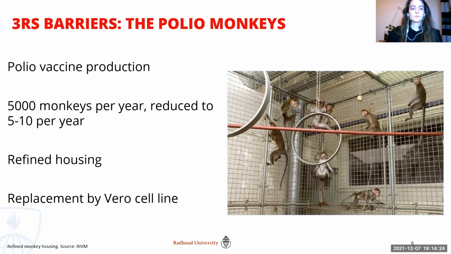And polio can only be contracted by primates. So for growing the virus, they needed a substrate from a primate species. And for that, they used monkeys, cynomolgus monkeys in the case of the RIVM. And in the beginning, they used about 5,000 monkeys per year, just for the Dutch production. And those were imported from the wild. So they were free-living monkeys that were then transported to the Netherlands.